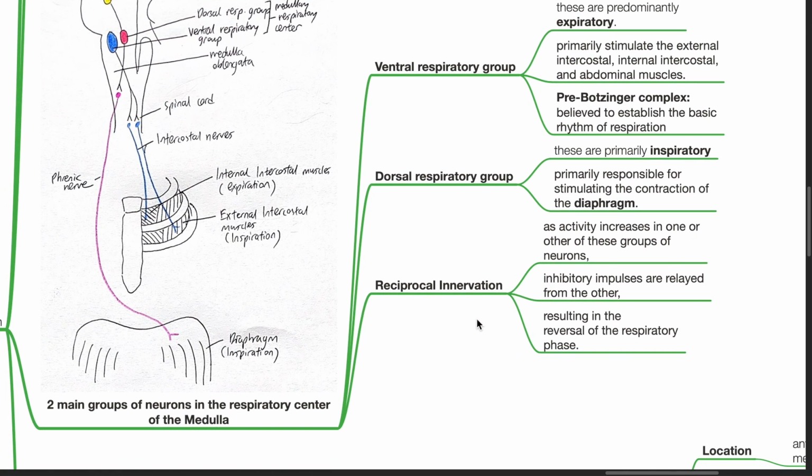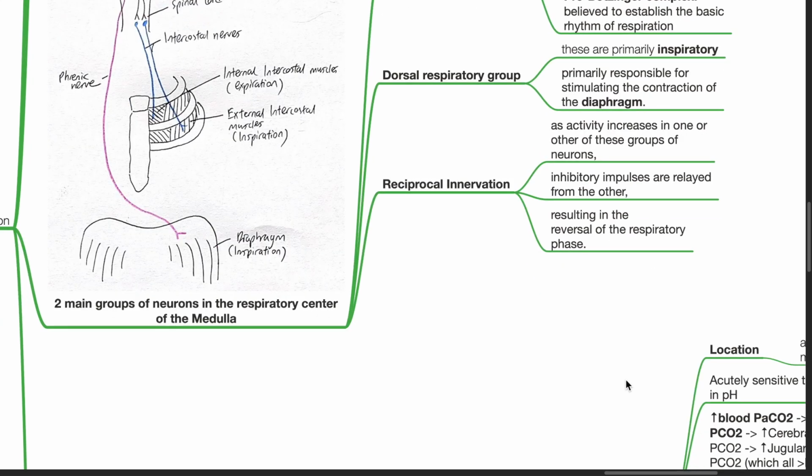Reciprocal innervation. As activity increases in one or other of these groups of neurons, inhibitory impulses are relayed from the other, resulting in the reversal of the respiratory phase.